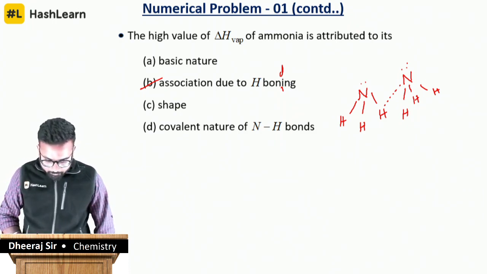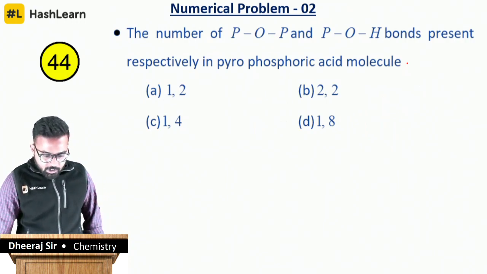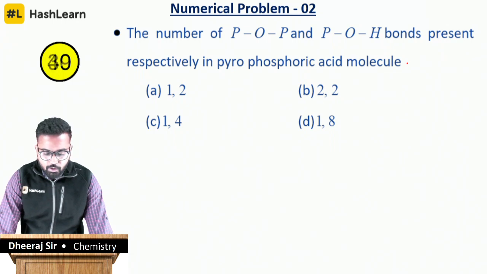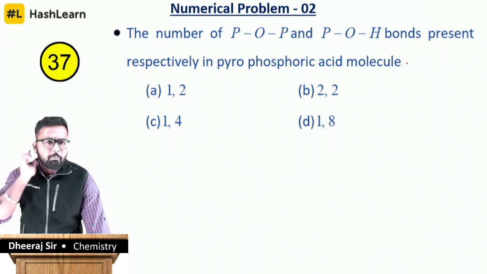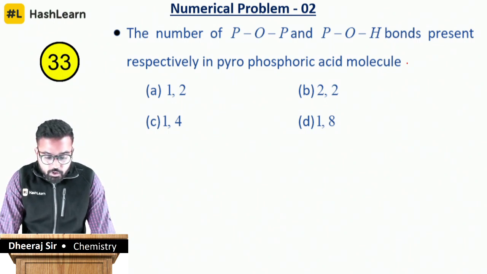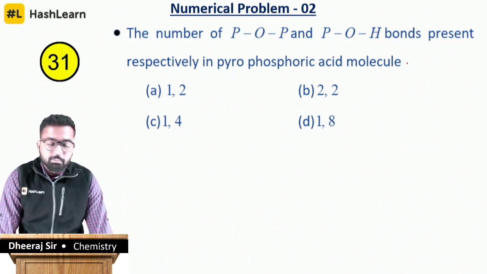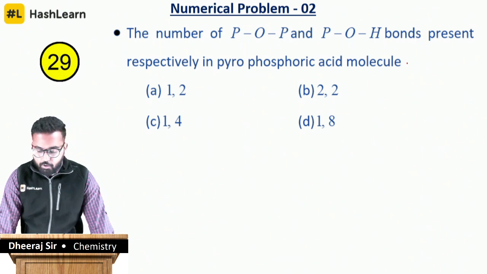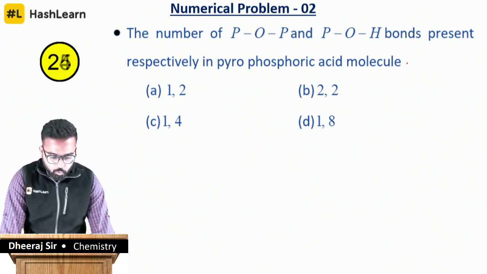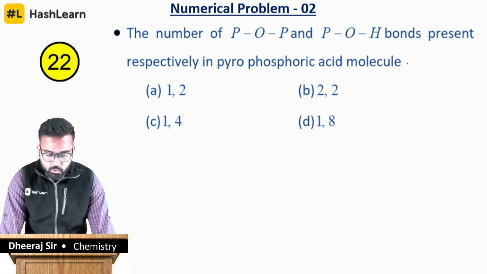So moving ahead. Second question: the number of P-O-P and P-O-H bonds present respectively in pyrophosphoric acid molecule. Once you know pyrophosphoric acid molecule, you should be able to write the structure. Once you are able to write the structure, you should be able to give us the answer pretty quickly. The options are 1 2, 2 2, 1 4 and 1 8 respectively. Which one is it going to be?